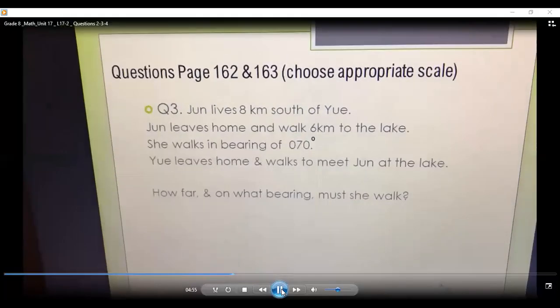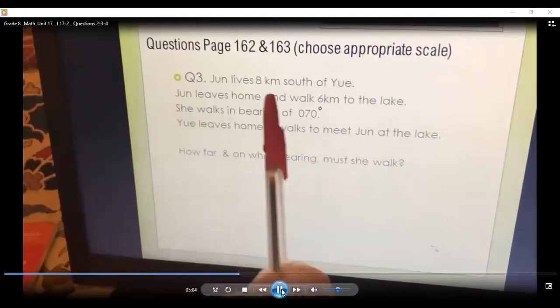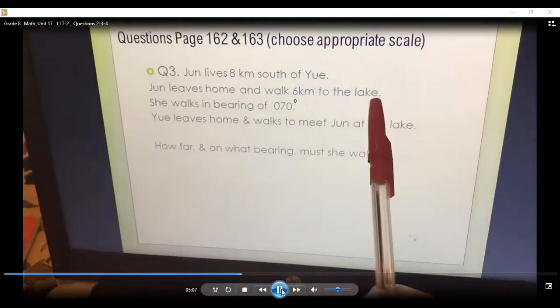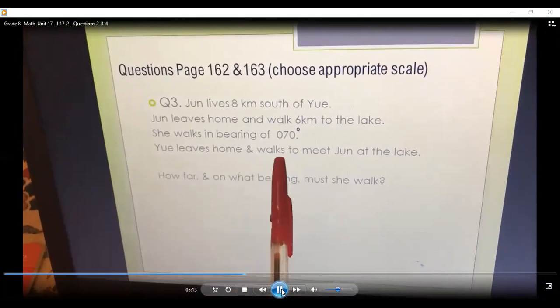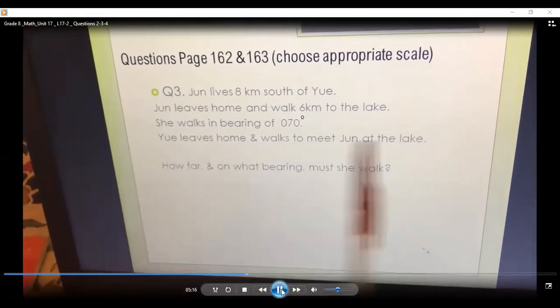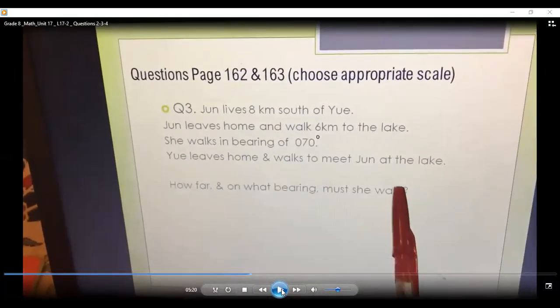Number 3. They said that John lives 8 kilometers south of Yi. John leaves home and walks 6 kilometers to the lake. She walks on a bearing of 70 degrees to John at the lake. How far and on what bearing must she walk? Okay, girls and boys, please consider this point. When they said that John lives 8 kilometers south of Yi, which means that Yi is due north compared to John, okay? So please consider when I drew that I drew Yi at the north and John at the south.